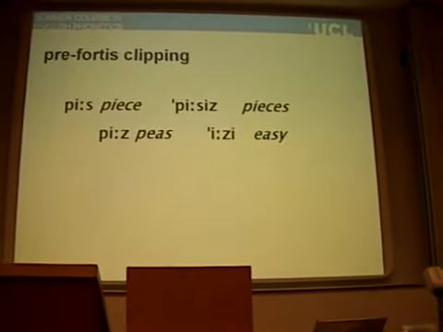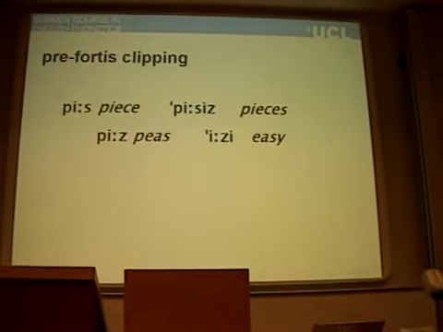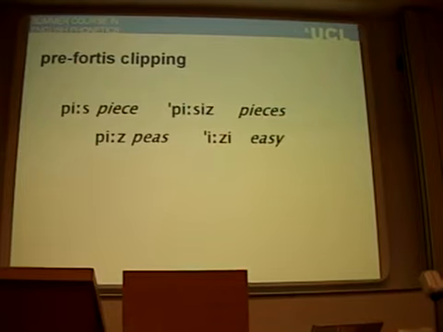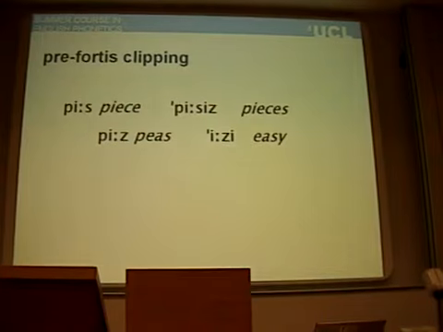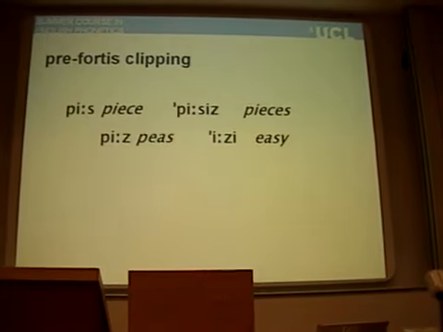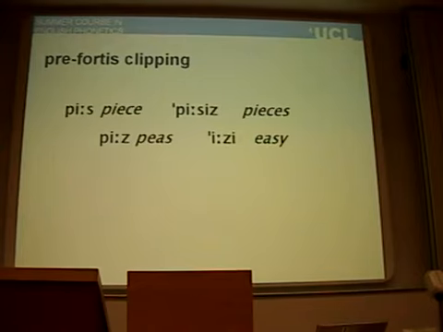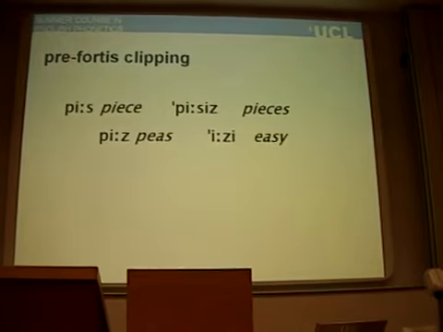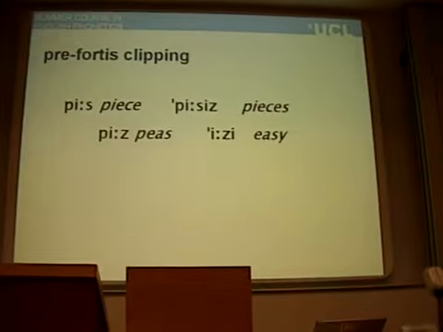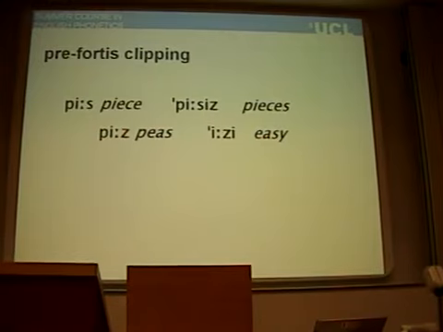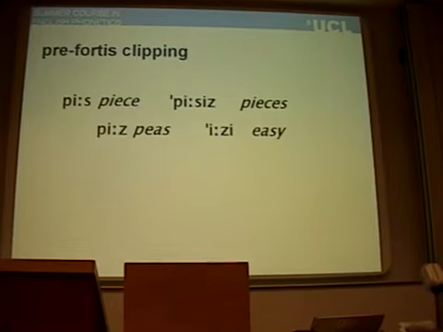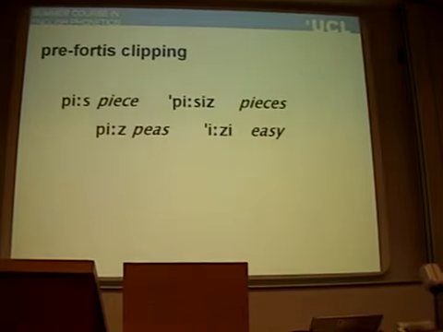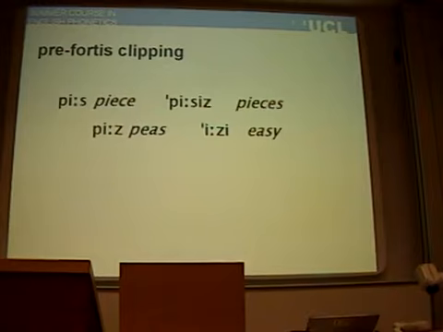And this is, of course, one of the main ways in which we signal the distinction between fortis and lenis consonants. We signal the consonant difference largely through the duration of the preceding vowel. So on the one hand we have piece, pieces. On the other hand we have peas and easy. And you can hear the difference in duration. Piece, pieces, peas, easy.